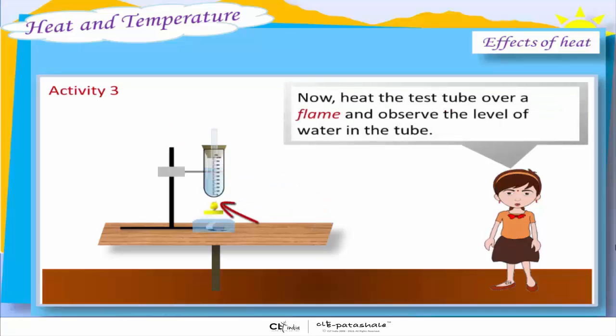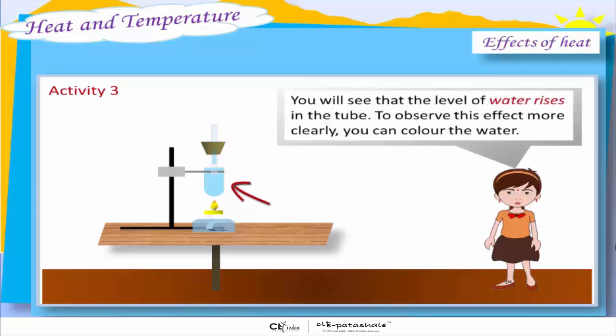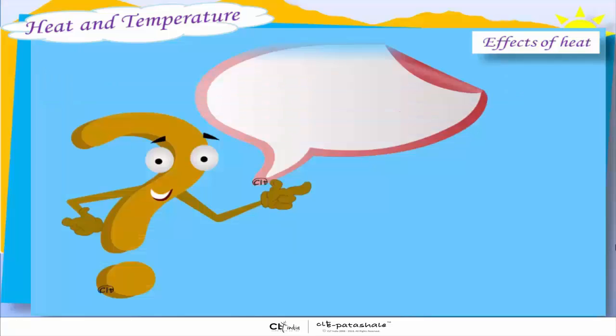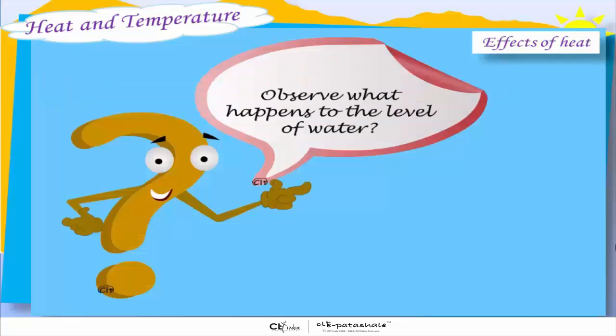Now heat the test tube over a flame and observe the level of water in the tube. You will see that the level of water rises in the tube. To observe this effect more clearly, you can color the water. Stop heating the test tube and let it cool down. Observe what happens to the level of water.